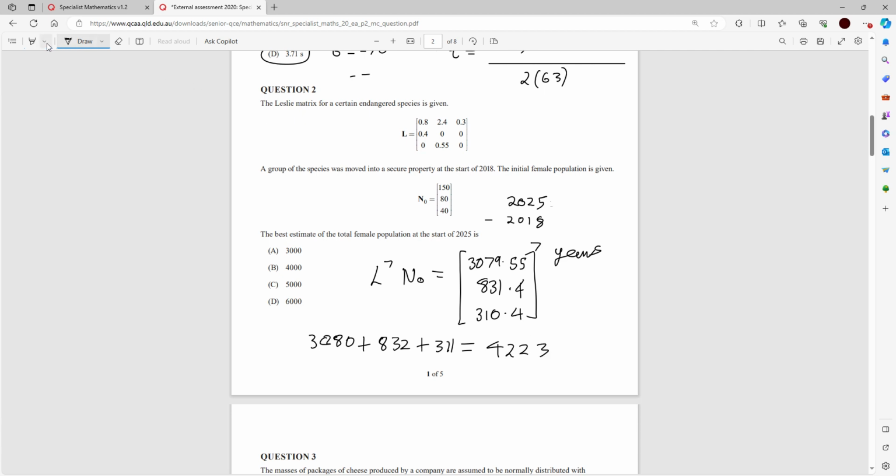Now notice in the question, that number doesn't appear in any of the answers, but we've got to look at the wording, the best estimate. So in other words, we've got to round this to pretty much the nearest thousand. So B is the correct answer. Okay.